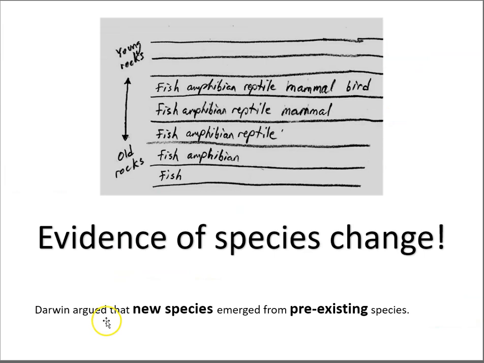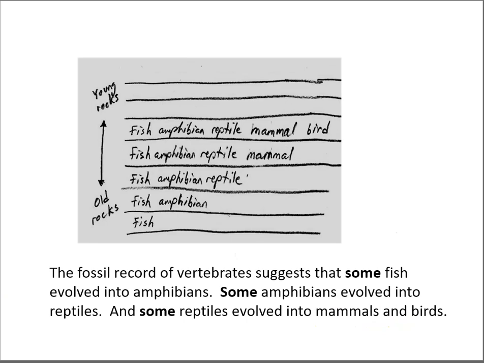So Darwin argued that new species emerged from pre-existing species, and in this case the idea is that some fish evolved into amphibians, and then some amphibians evolved into reptiles, and some reptiles evolved into mammals and birds. Now, of course, some fish stayed fish. In fact, most fish stayed fish. This is why we have fish today. But all you need in Darwin's view of the world is for some fish to undergo a change into a new kind of vertebrate.